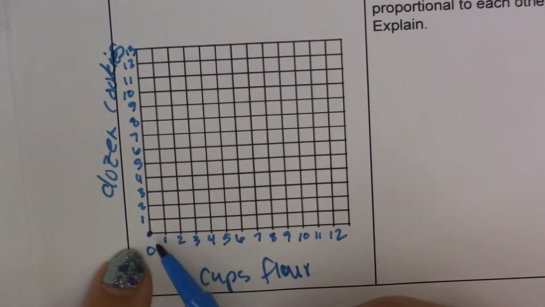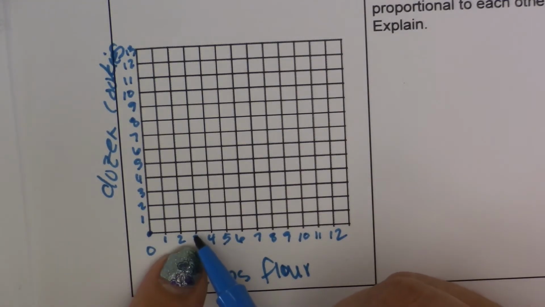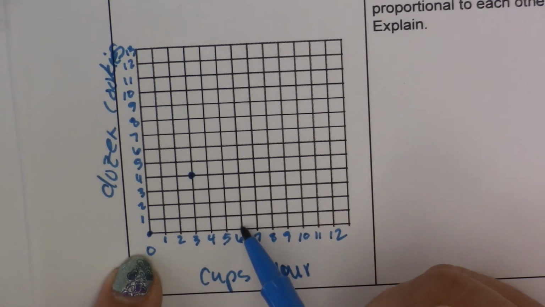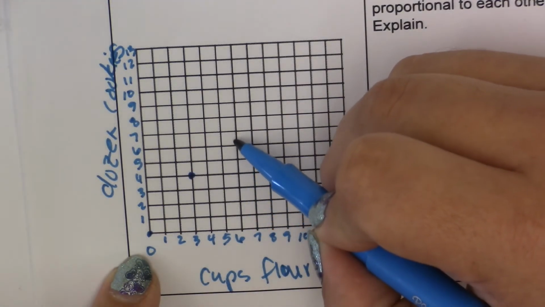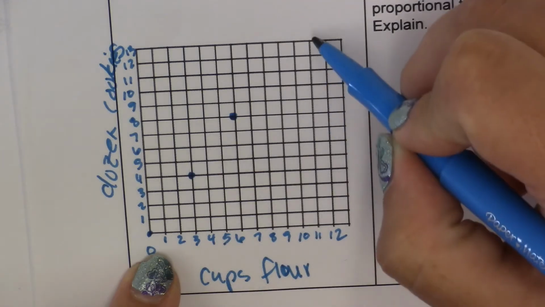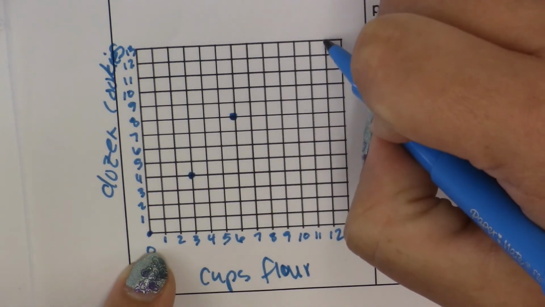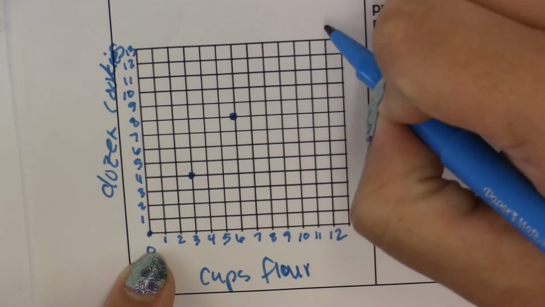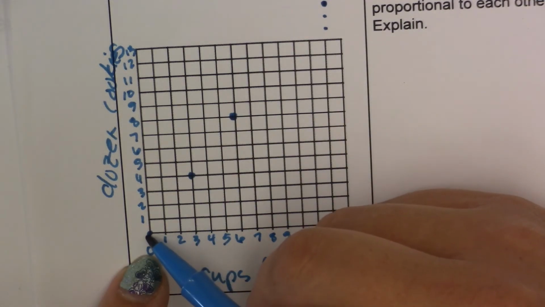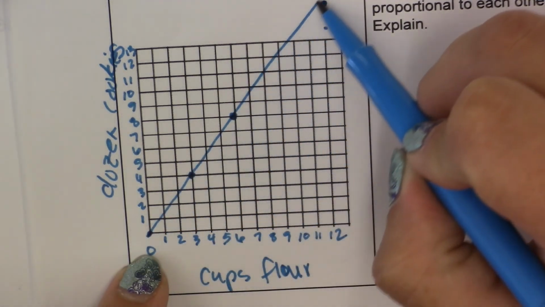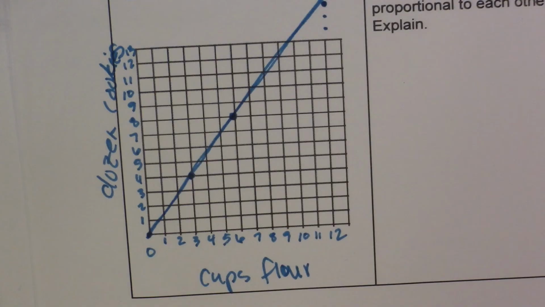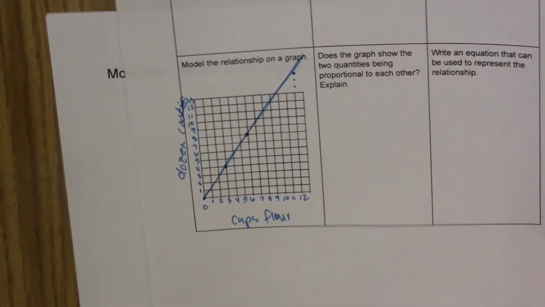All right, so my first point was 3, 4. So I go over to 3 and then up to 4. And then 6 and up to 8. And then 12 and all the way up to 16. I ended at 13, so I'm just going to kind of guess 14, 15, 16. And then if we were to connect those, I got pretty close there. All right, let's zoom back out.